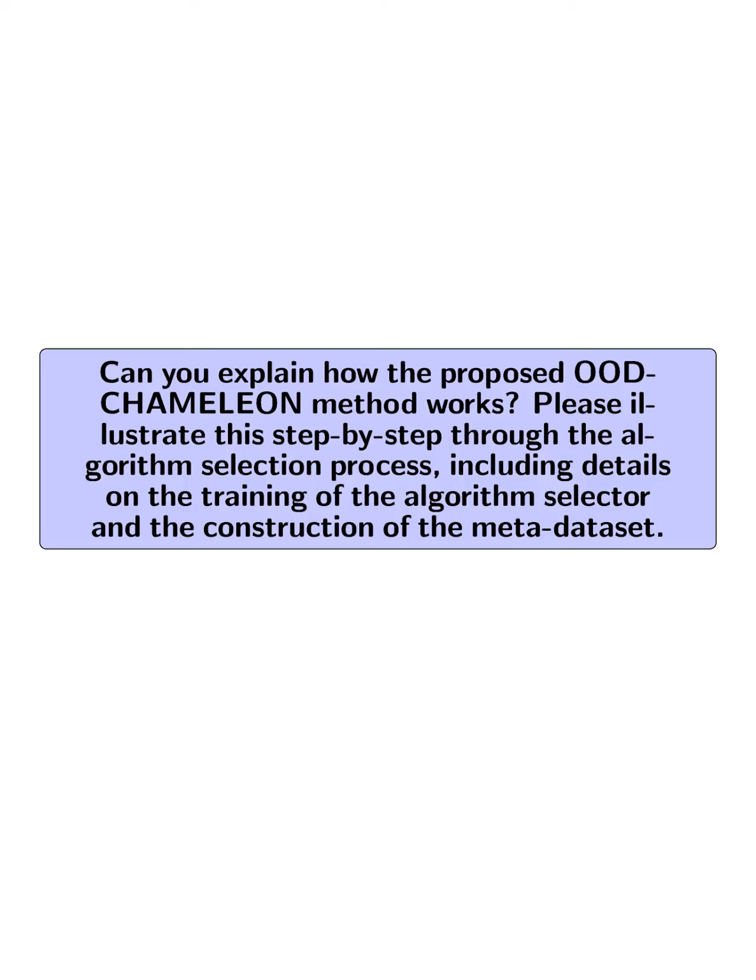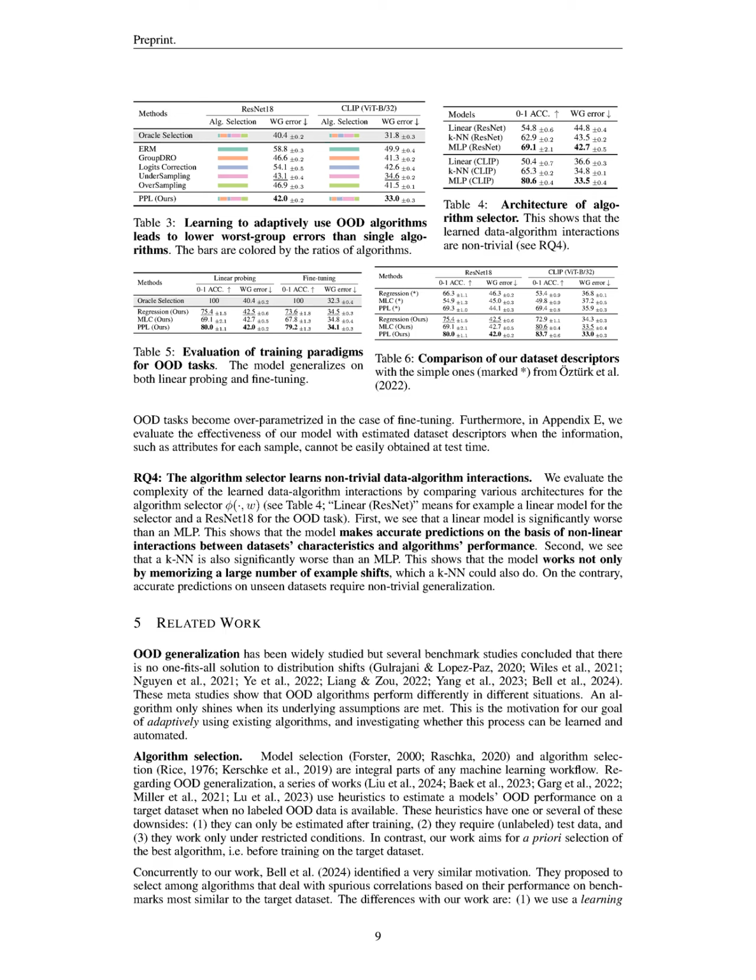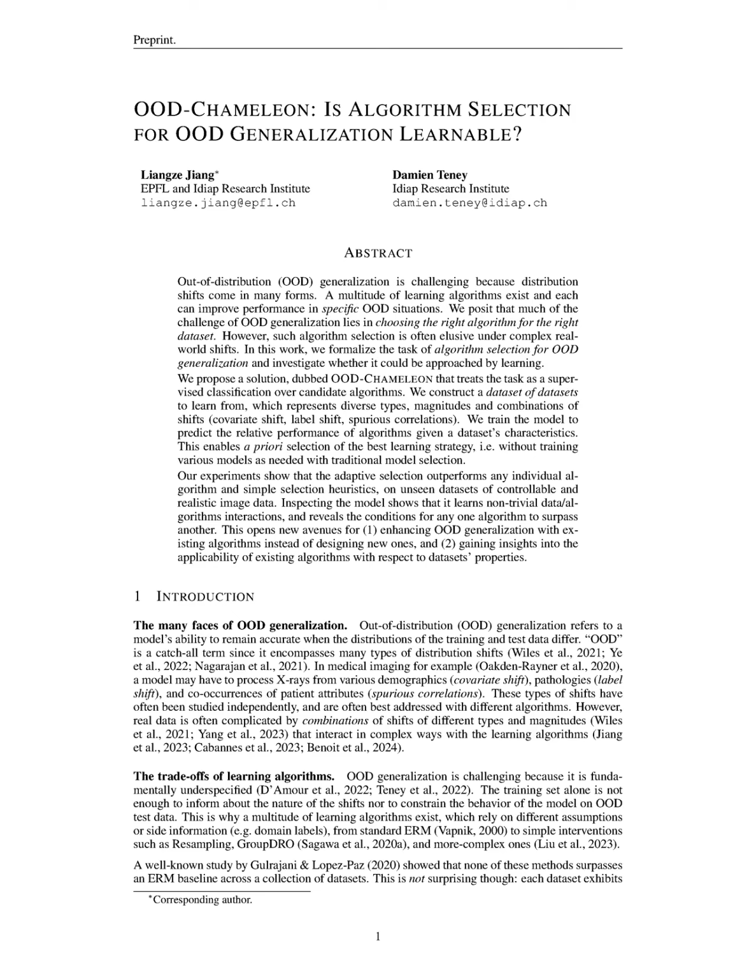Can you explain how the proposed OOD-CHAMELEON method works? Please illustrate this step-by-step through the algorithm selection process, including details on the training of the algorithm selector and the construction of the meta-dataset. The OOD-CHAMELEON method operates through a structured algorithm selection process aimed at improving out-of-distribution (OOD) generalization. First, it constructs a metadataset by generating a diverse collection of datasets that exhibit various types of distribution shifts, specifically covariate shifts, label shifts, and spurious correlations.